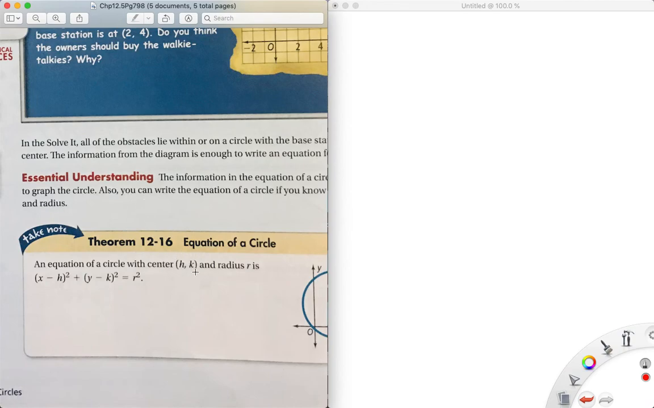Remember, h and k are the coordinates of the center of the circle. h is the x coordinate, k is the y coordinate, and then x and y are the coordinates for the edge of the circle. So you're always going to subtract x minus h, never h minus x. You're always going to subtract y minus k, not k minus y, because it's always going to be the distance from the edge of the circle to the center of the circle, and we're going to square it. Everything's going to be squared.